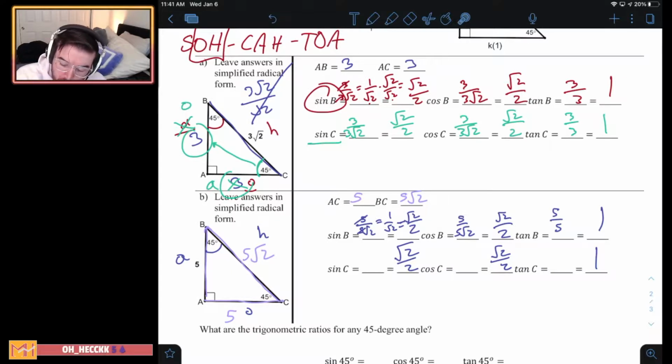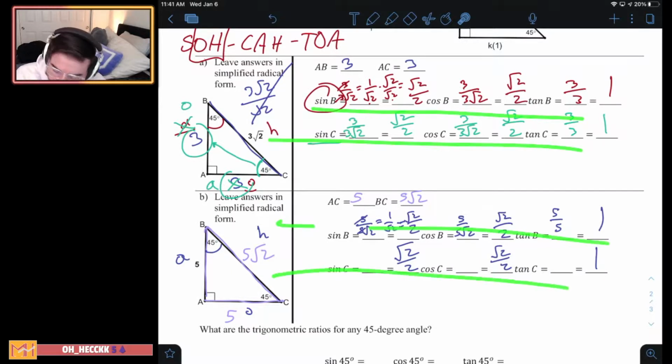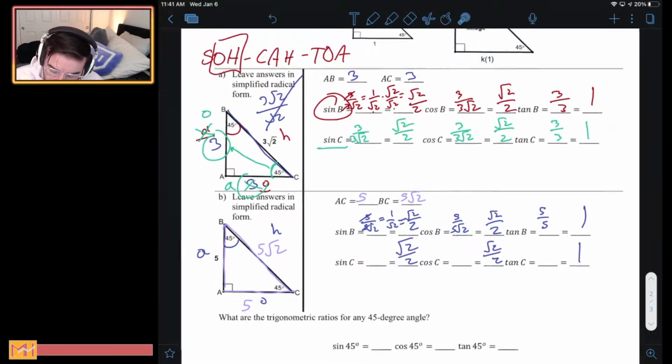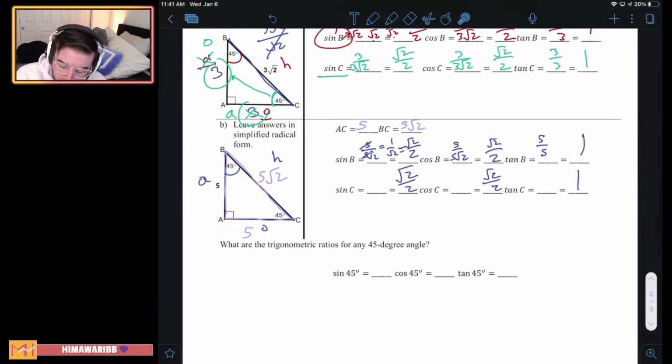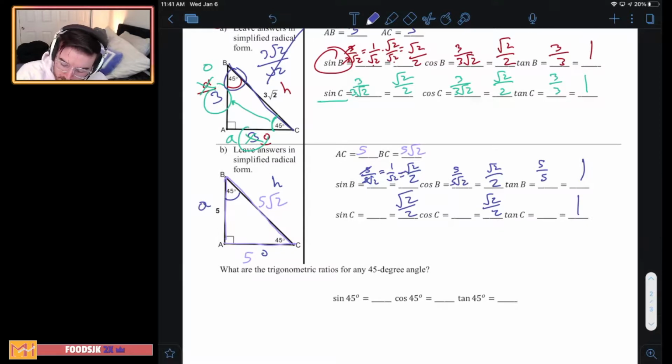So we've seen 4 things in a row here. It doesn't matter what size the triangle is. It doesn't matter what the numbers are. It doesn't matter how you look at it. Sine of 45 degrees is always going to be root 2 over 2. That is just a fact. And cosine is always going to be root 2 over 2. And tangent is always going to be 1.